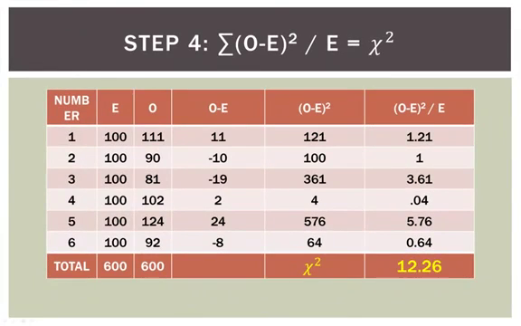Now in step 4, we just add all those up. So in our right-hand column, again, we had 1.21, 1, 3.61, 0.04, etc. We just add all those up. That's what the summation sign at the top of the slide means. And guess what, folks? We just did our chi-square. We're done. At least with the math part. So our chi-square value for this experiment was 12.26. Now, of course, that doesn't mean anything yet until we actually interpret it. But the chi-square value for this is 12.26.